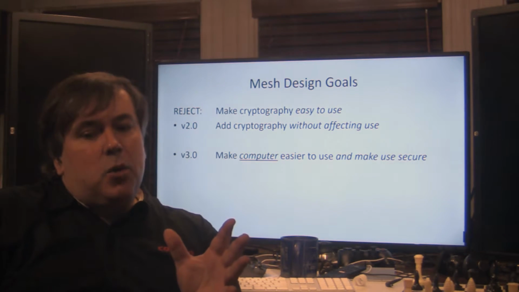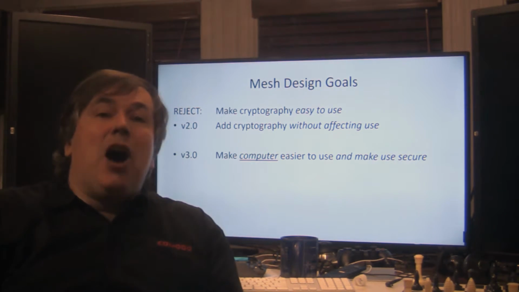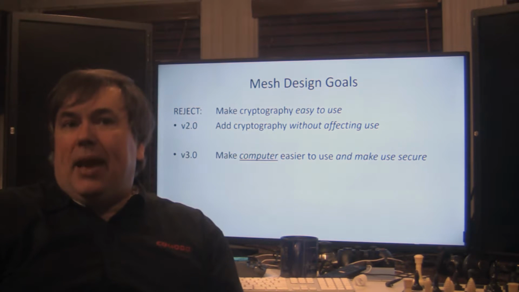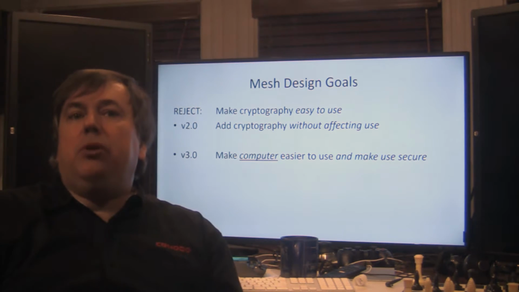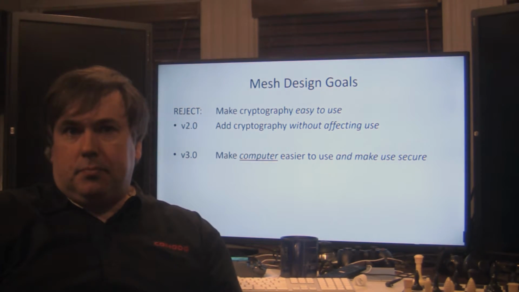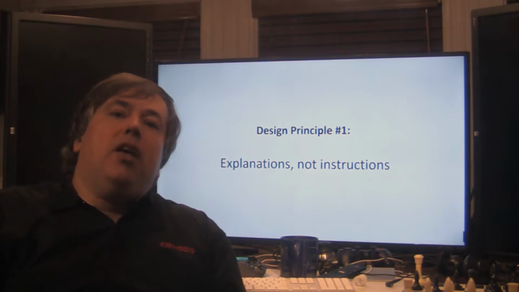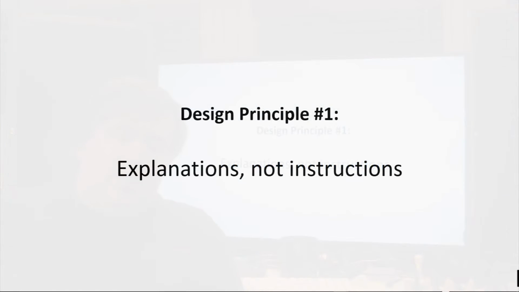So this is flipping the question around. Instead of asking, how do we do cryptography and make it easy, we're looking at saying, how do we apply cryptography to make the computer easier to use? We came up with a series of design principles I'll explain over time, but the first and the most important was explanations, not instructions. If you're giving the user 12 steps of instructions, you're doing it wrong. In fact, you shouldn't need to give the user instructions at all.